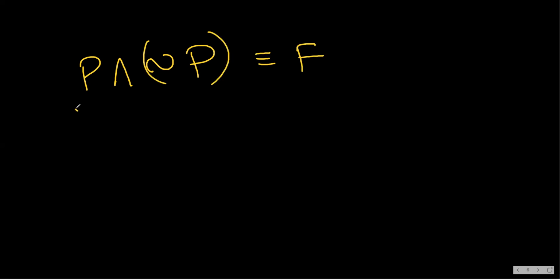Because if P is true, then negation P will be false, and you know, true and false is false. If P is false, then negation P is true, and false and true is false. So this is the complement law.